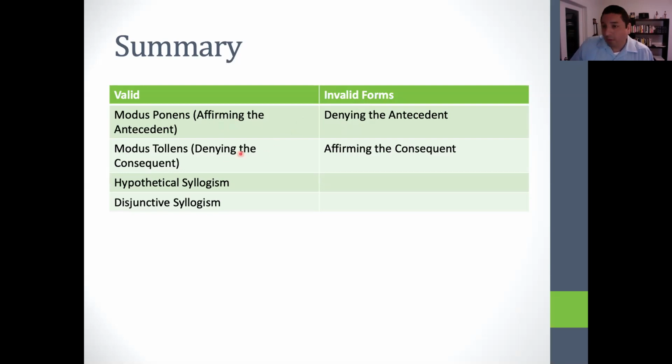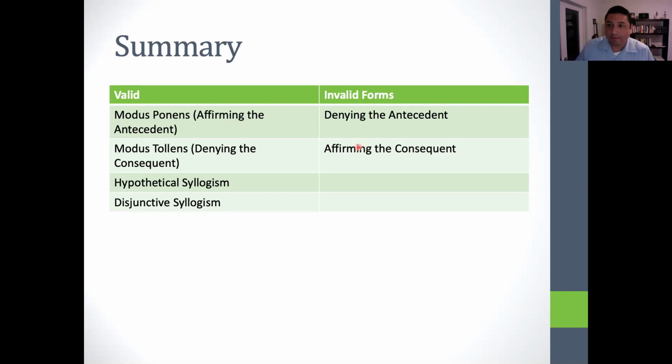And then in modus tollens, where you're denying the consequent, there's an invalid form that does the opposite. It affirms the consequent. And so, if you keep that in mind, it'll help you to remember it. It's a sort of mnemonic device, right?